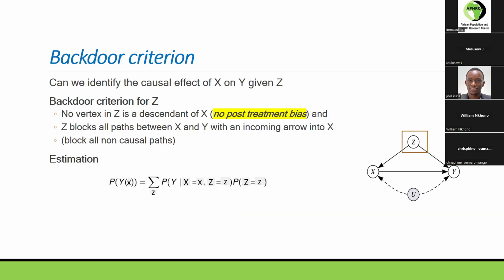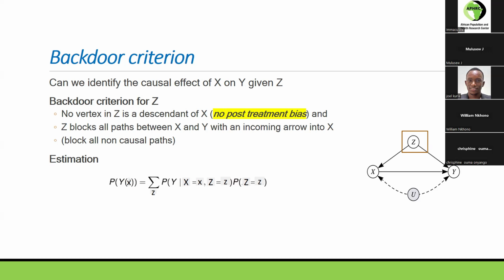Just a repetition of the first slide. We want to identify the causal effect of X on Y; Z fulfills the backdoor criterion if the following assumptions hold. One, there is no vertex in Z that is a descendant of X. That means when we model, even in a randomized controlled trial, don't put in any variable which occurs post-intervention. One of the mistakes that we always commit is adjusting for variables post-treatment, things that happen after we intervened. But the assumption for the backdoor criterion is that we shouldn't have any descendant of X.